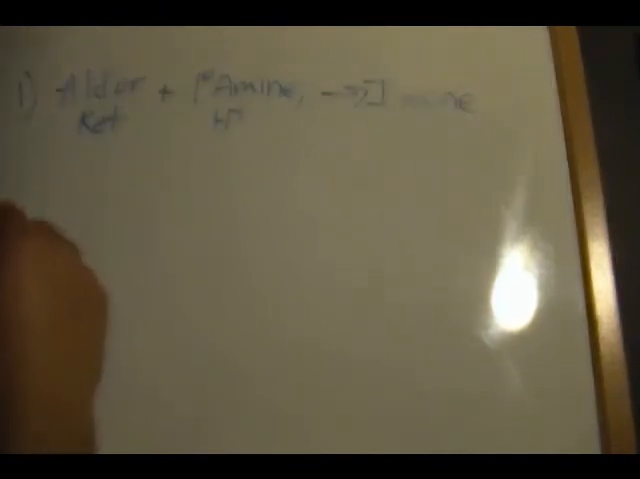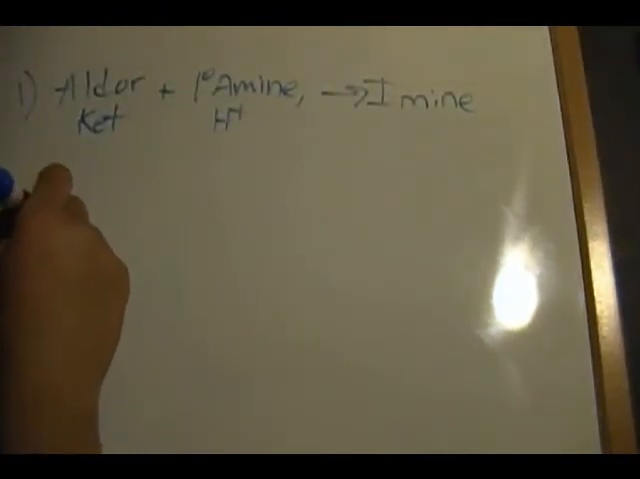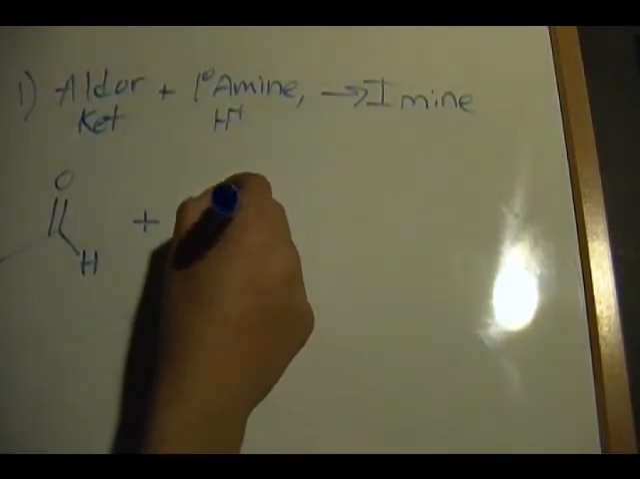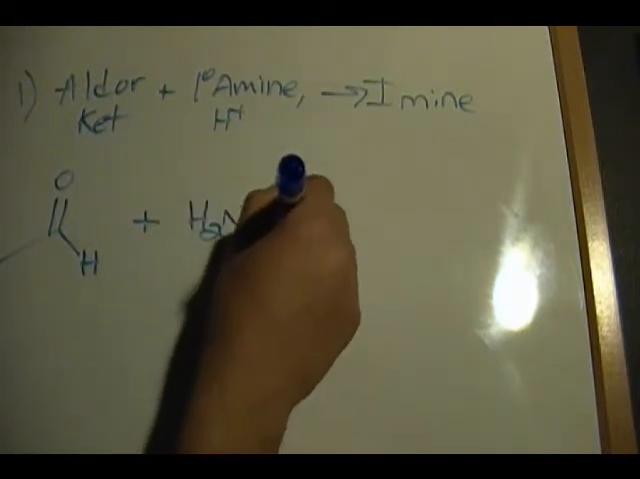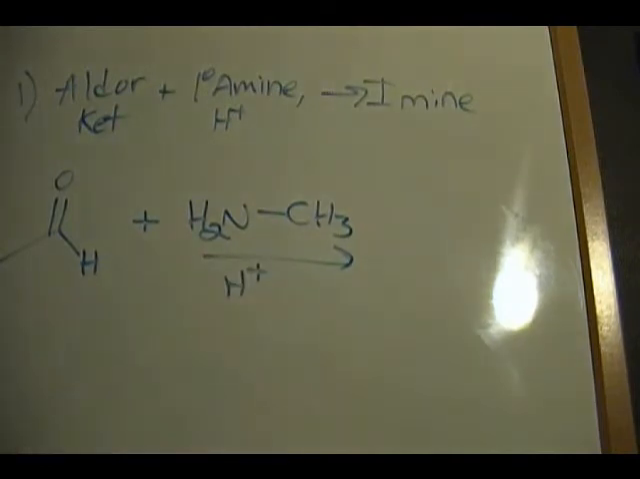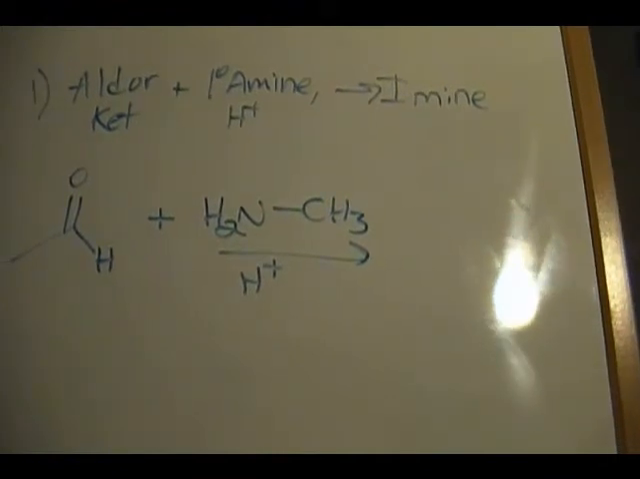So let's just say you have this aldehyde plus this primary amine under acidic conditions, and let's see what product you will form. The first thing I would do personally in these types of reactions is label your star carbon. Your star carbon is the carbon of your carbonyl, and we'll label it right here. So there is your star carbon.